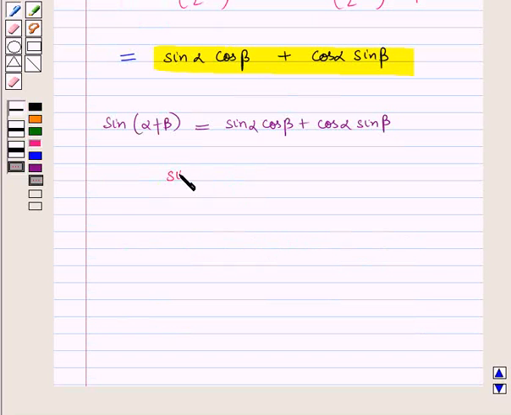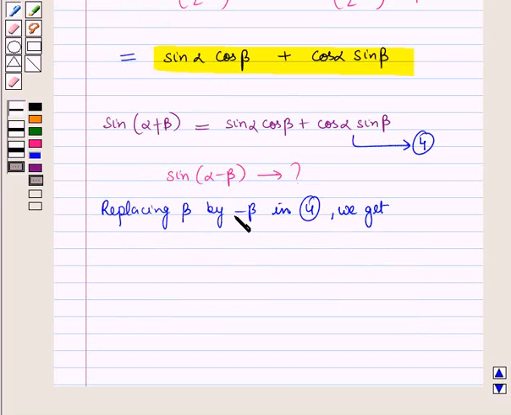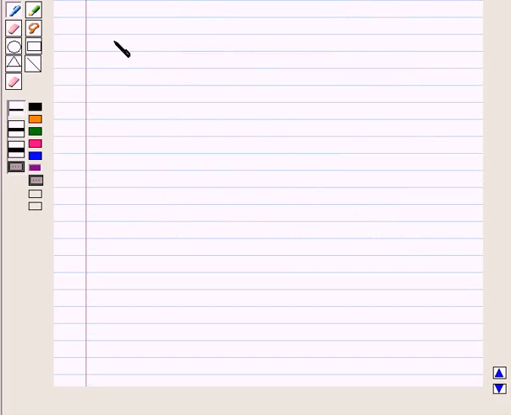Now let us find sine of alpha minus beta. Now replacing beta by minus beta in this equation, that is equation 4, we get sine of alpha minus beta is equal to sine alpha cos beta minus cos alpha sine beta. Now let us derive the formula of tan of alpha plus beta and the formula of tan of alpha minus beta.